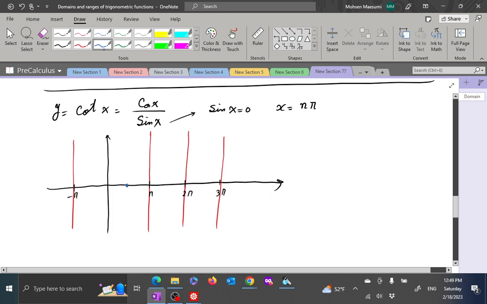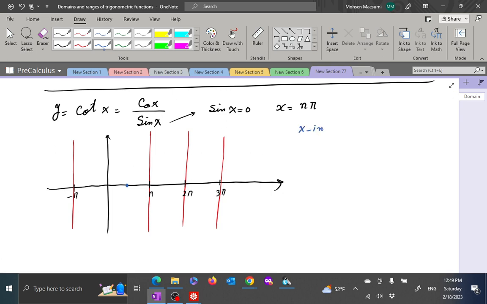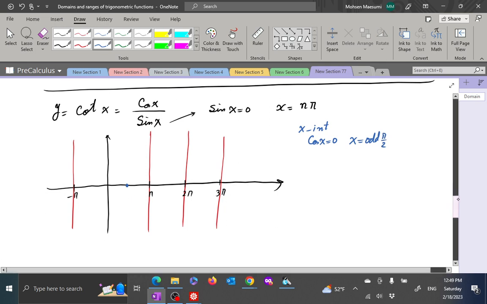The x-intercepts are where the numerator is equal to 0. Cosine of x is equal to 0. X is equal to an odd multiple of pi over 2. So these are my intercepts.